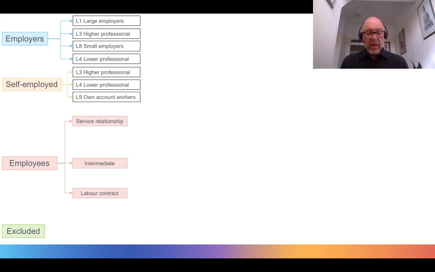And the intermediate or the mixed form of employment relations combines aspects of the service relationship and of the labour contract, and these are typical in clerical and some technical and sales and service occupations.